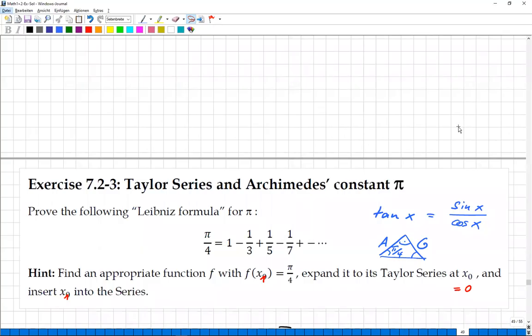Now this is our next, and you could say our final exercise about Taylor series, left over from last session. We also have an optional little one additionally, but I will not record that one. This one is quite interesting because it's a very famous way of representing Archimedes constant, pi.